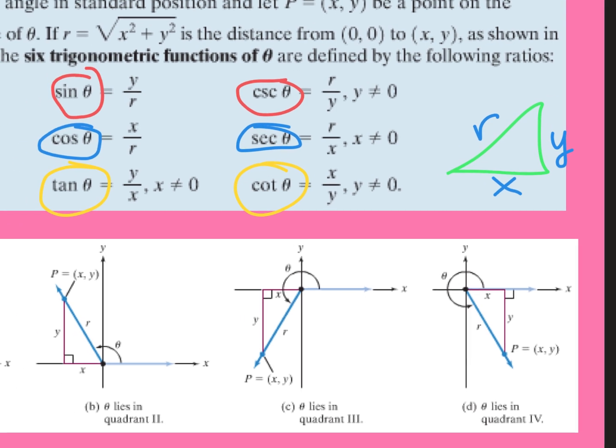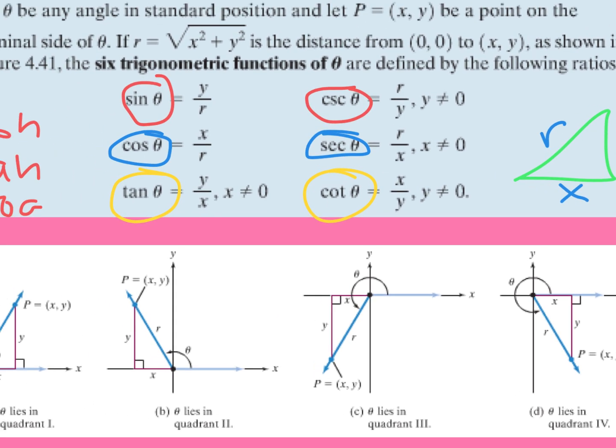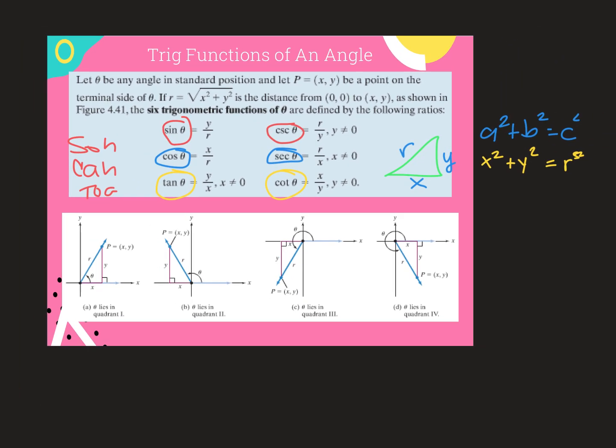We're still going to transition. You're going to get to the point where you don't have to draw the triangle anymore. You're just going to know these trig functions. You're going to memorize that sine is y over r, cosine is x over r, tangent is y over x. And then when you have the reciprocals, you just flip. That's what we're going to go towards.